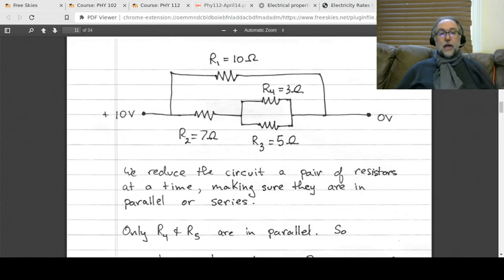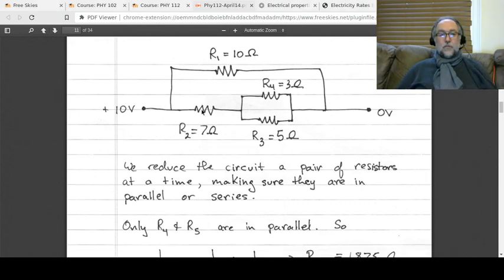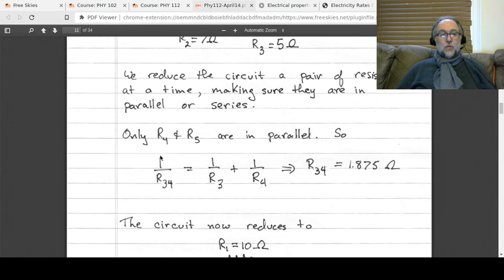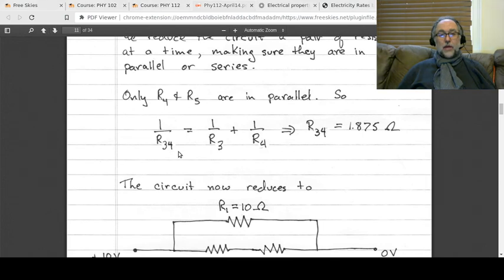So start there. Okay, now R3 and R4. Oh, what did I do here? I wrote R4, R5. Sorry, that's R3 and R4. I did it right below it, but over here I've got 4 and 5. That's incorrect. Okay, so R3 and R4, they're in parallel, and then you say to yourself, how do you add those in parallel? And the answer is, in parallel, you add the reciprocals. So here they are.